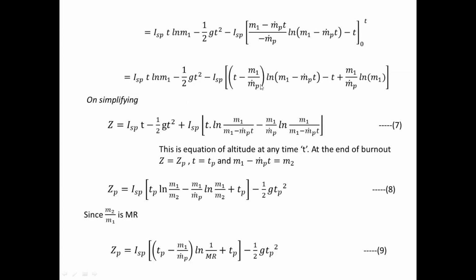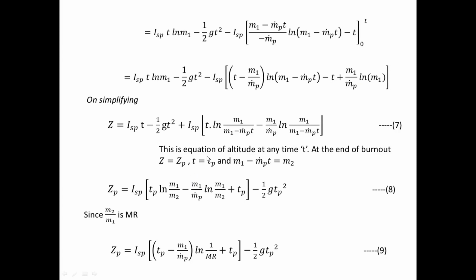So this is taken inside and you are going to combine the similar terms. You will get t into ln m1 by (m1 minus m dot p into t), minus the second term. This is taken as common, ln into m1 minus this term. So this is actually the expression for altitude reached at any time t.